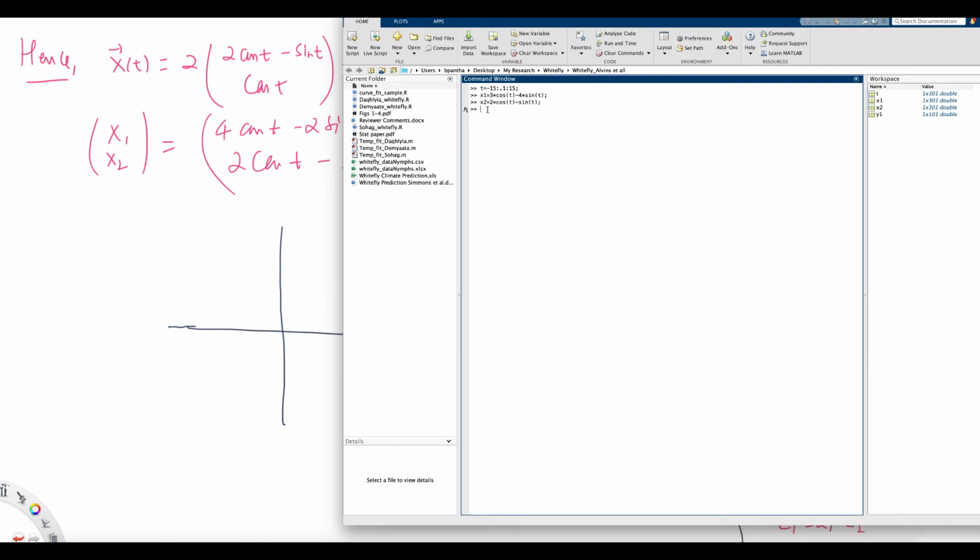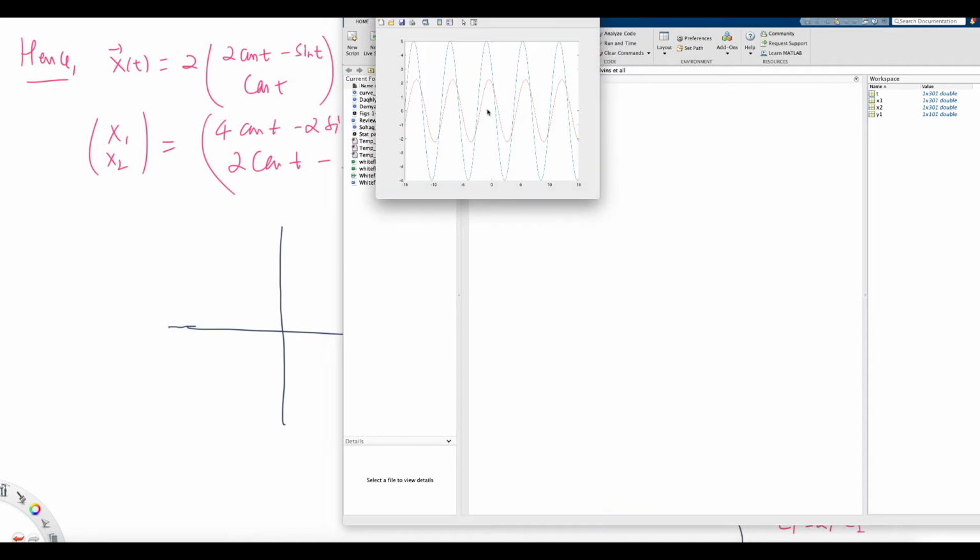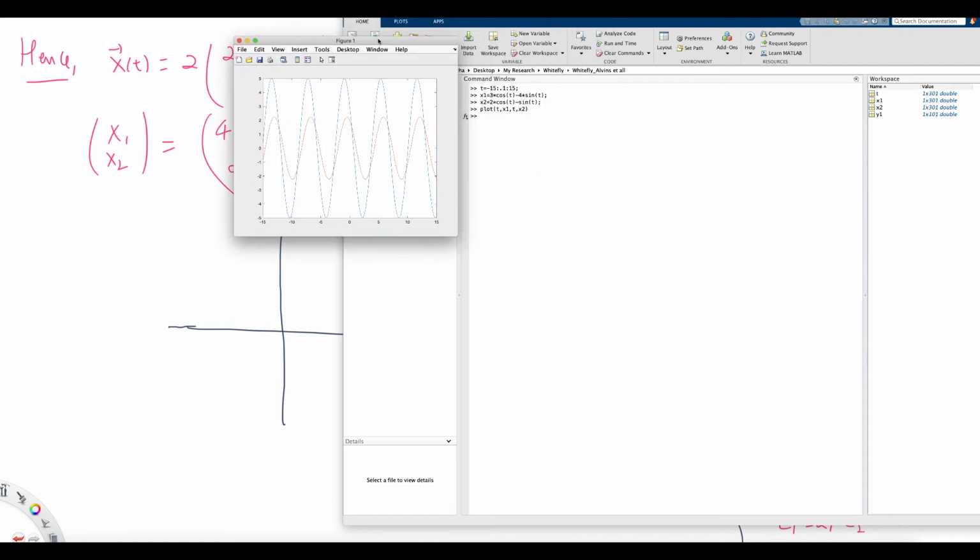So what I'm going to do next is plot the values of x1 and x2 versus t. So the x-axis is t, the first blue curve is x1, and the red curve is x2. Okay, guys, you see that? When you go to extreme left or extreme right for any value of t, both of the solutions are fluctuating with a constant amplitude.